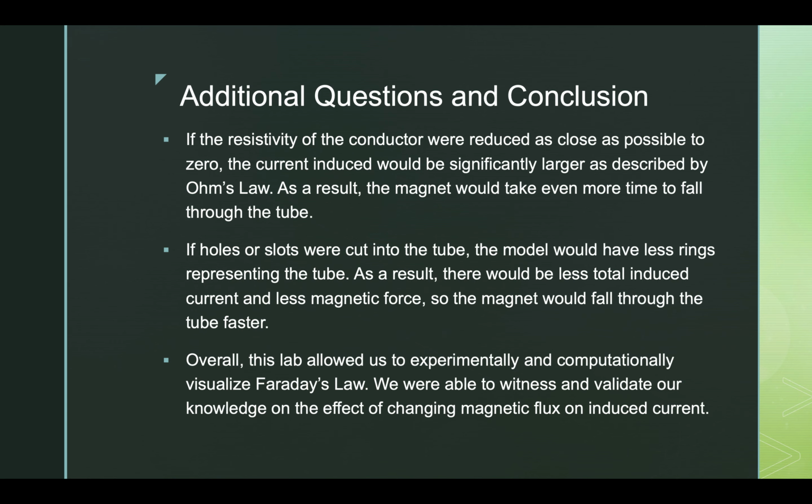To answer the additional questions, if the resistivity of the conductor were reduced to 0, the current induced would be much larger due to Ohm's law. The magnet would take even more time to fall through the tube. If holes or slots were cut into the tube, the model would have fewer rings representing the tube. There would be less total induced current and less magnetic force, so the magnet would fall through the tube faster.